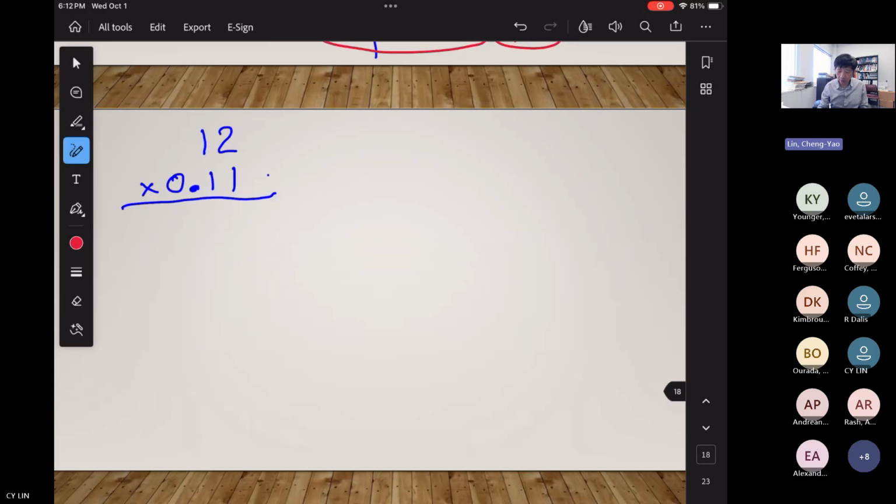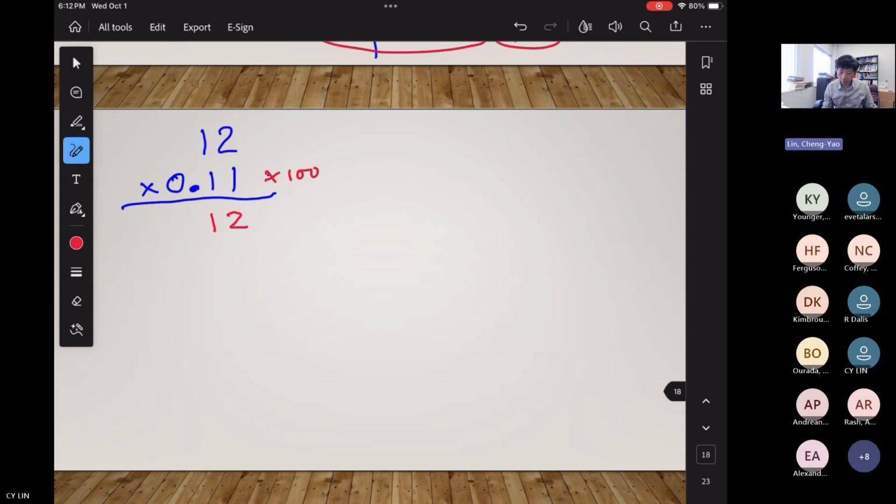Are you with me for this concept? That's why we say we ignore the decimal point. You cannot just times without dividing, and therefore it's not even. And therefore we can say 12 times 11, right?